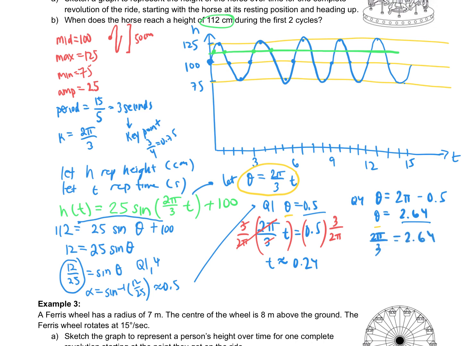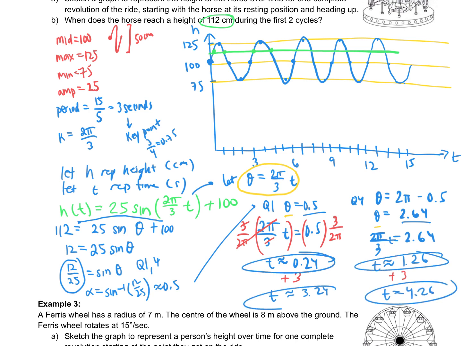And I'll do the exact same thing for the quadrant 4 value. So I'll multiply both sides by 3 over 2 pi. And when I do that, I get 1.26. And if I look at my sketch, that seems decent. It seems reasonable with my scale. But of course, I also want the second cycle. So I have to add the period. And the period is 3. So I'll add 3 to get another set of solutions at 3.24 and 4.26. And those are all of my values.